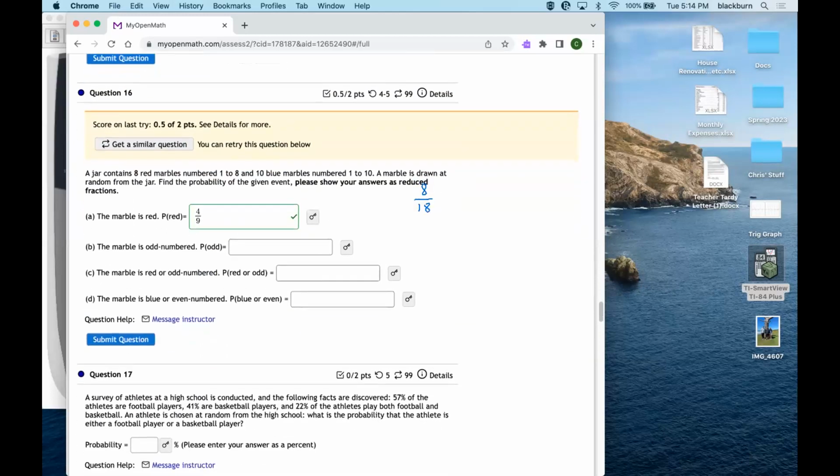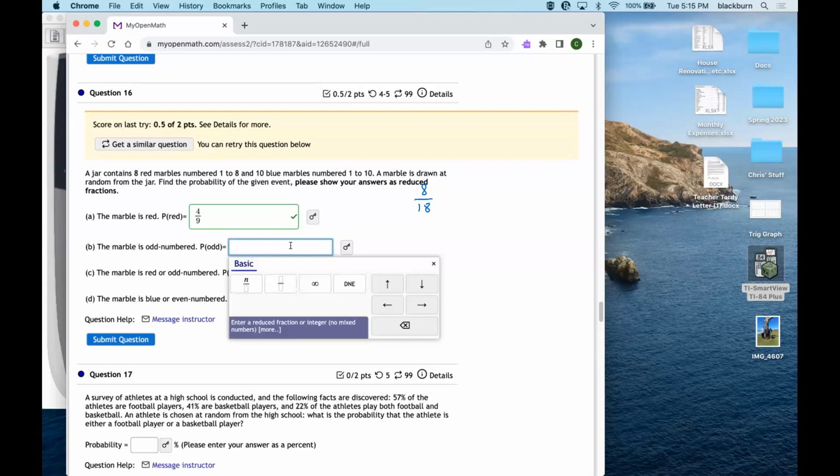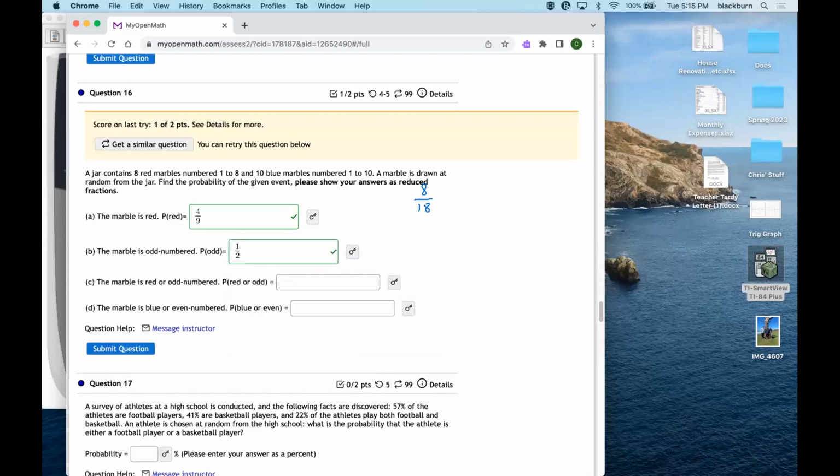Okay, find the probability that it's odd numbered. Well, you got 4 odd numbers between 1 and 8. You got 5 odd numbers between 1 and 10. So there's 9 out of 18 odd numbers. That's one out of 2. Then you get the tricky ones.